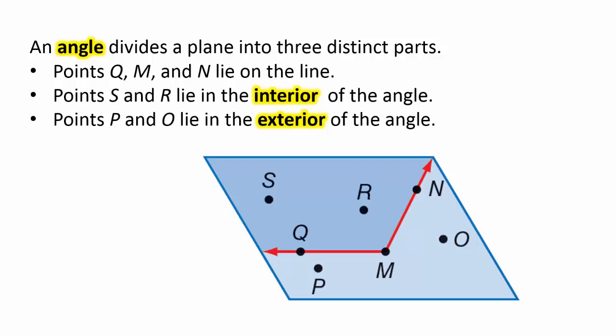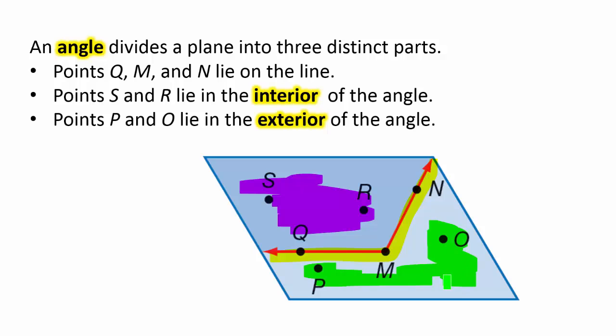An angle divides a plane into 3 distinct parts. Points Q, M, and N lie on the line. Points S and R lie in the interior of the angle. And lastly, points P and O lie on the exterior of the angle.